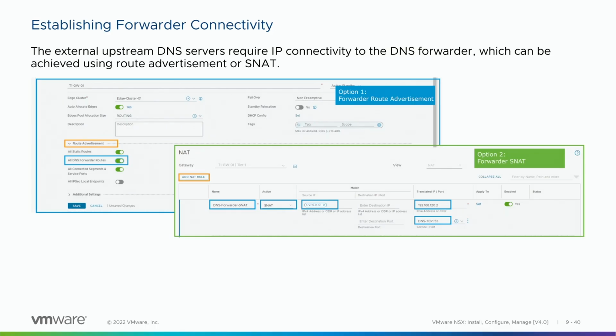Now, once that's done, I need to establish DNS forwarder connectivity, and that probably will mean setting up route advertisement, right? Advertising the DNS forwarder route from the tier 1 gateway to the tier 0 gateway, and then redistributing that route out to the physical infrastructure. But that's not the only way we can solve this particular problem. I could set up a NAT, right, a source NAT for my DNS forwarder to change where it looks like it's coming from if I don't want to advertise maybe that NAT server prefix out into my physical network. I can simply set up a NAT and advertise an IP address that I so desire.